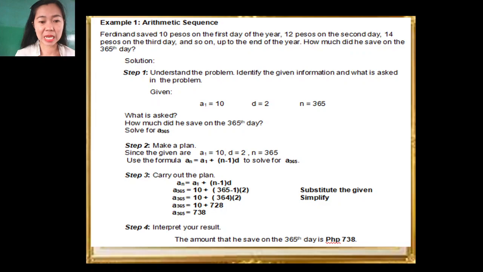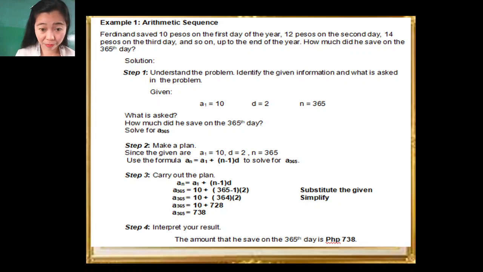For step 3, carry out the plan. So we are going to solve using the formula. The first thing that we need to do is to substitute the given terms. Meaning, we have a sub 365, replace n by 365. Then replace a sub 1 by 10. Replace n by 365. And replace d by 2. So we have a sub 365 is equal to 10 plus the quantity of 365 minus 1 times 2.